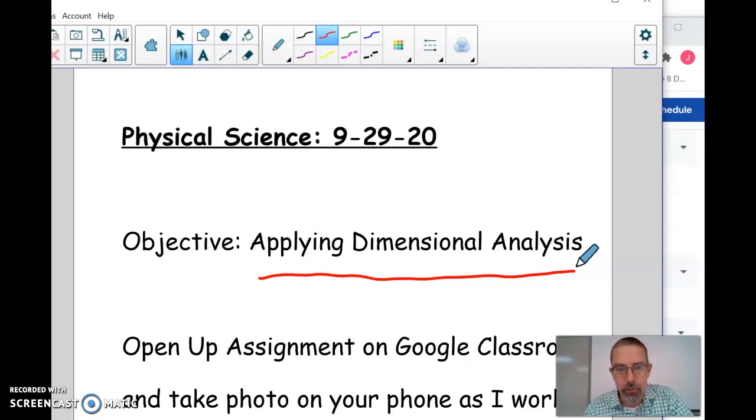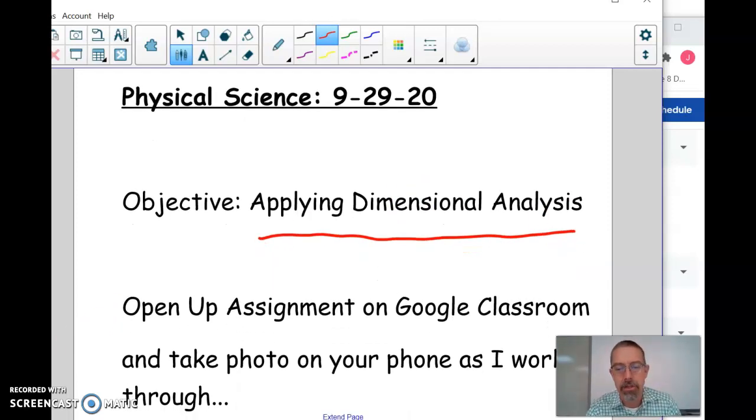What I'd ask you to do is open up the assignment today. It's called Science Math Skills. Open it up on Google Classroom, and if you could, I would ask that you take a photo on your phone as I work through. That way you have a reference point to see what I'm talking about. You don't necessarily have to take notes, but I would write down the answers as I go through, just to show you how it's done here.